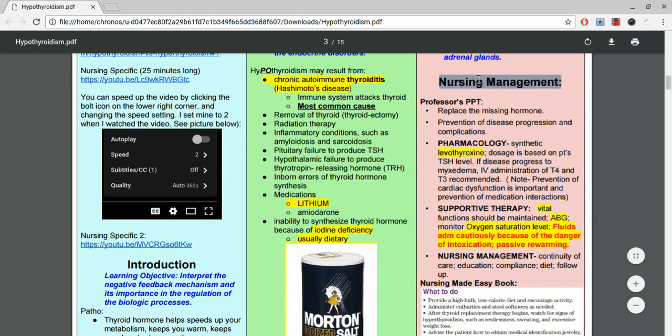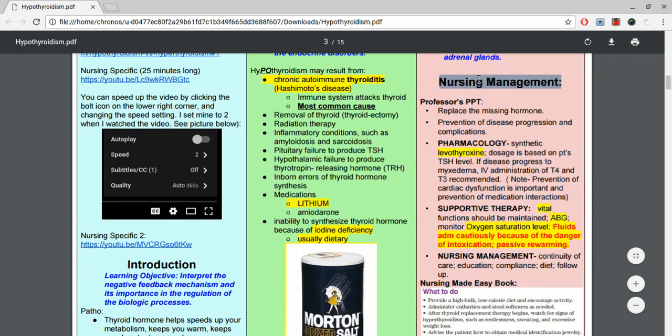And also give them some passive rewarming because these patients are going to be really cold. So imagine if you go outside to play in the snow, your hands are really cold. What do they usually tell you to do? They tell you don't just go in and put your hands in hot water because you're going to burn yourself, okay? So you're not going to be using any electric blankets with these patients because they could burn themselves, okay?